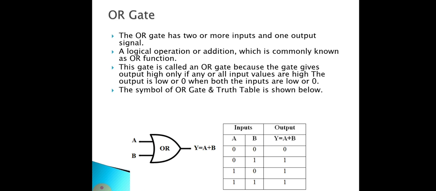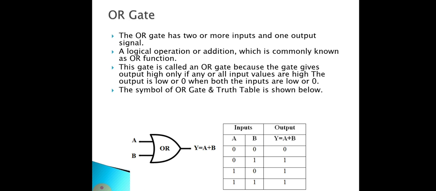We will see, we get the clear idea by the truth table. In the first case, if we apply input 0 0, we get the output 0. If you apply input 0 1, output will be 1. If you apply input 1 0, output will be 1. And in the last case, if you apply input 1 1, output will be 1. Their Boolean expression is Y is equal to A plus B.